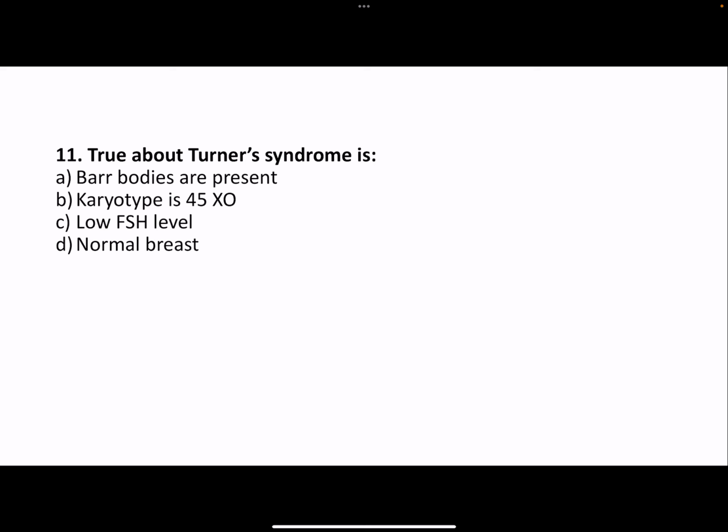Question number 11, true about Turner syndrome is option A, bar bodies are present. This statement is wrong about Turner syndrome. What is a bar body? Bar bodies are the extra X chromosomes. Besides one X chromosome, they condense to form the bar bodies. The bar bodies are calculated by using the formula n minus 1, where n is the number of X chromosomes.